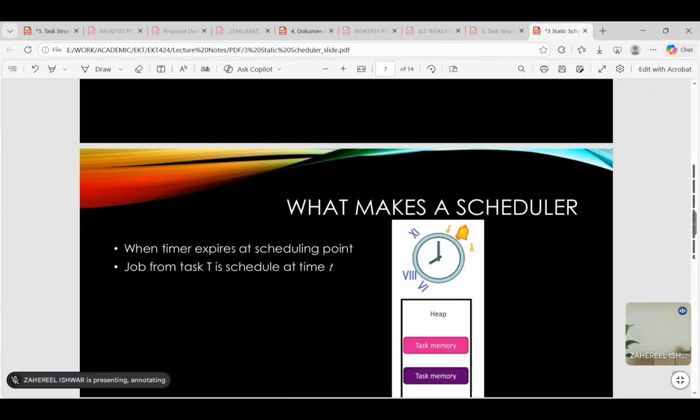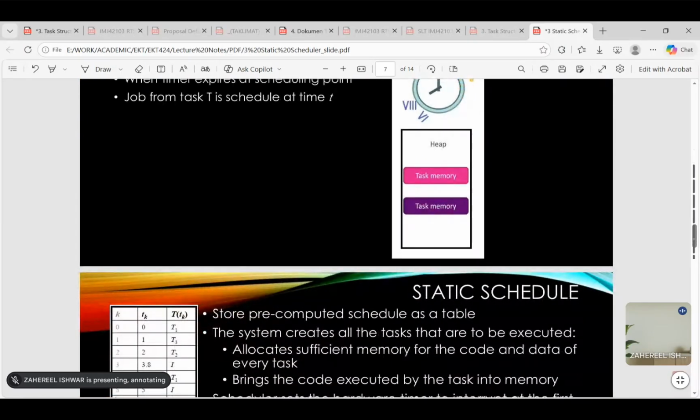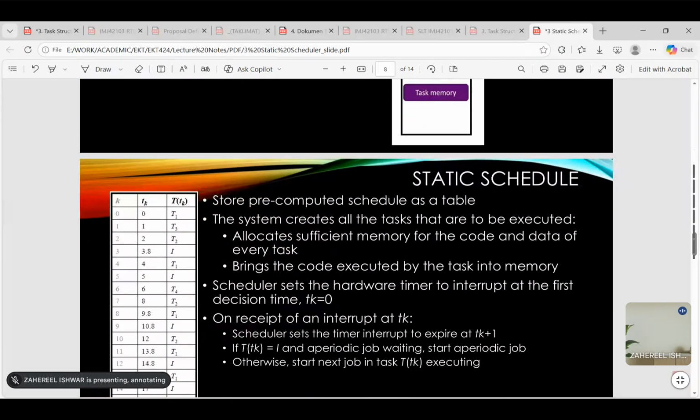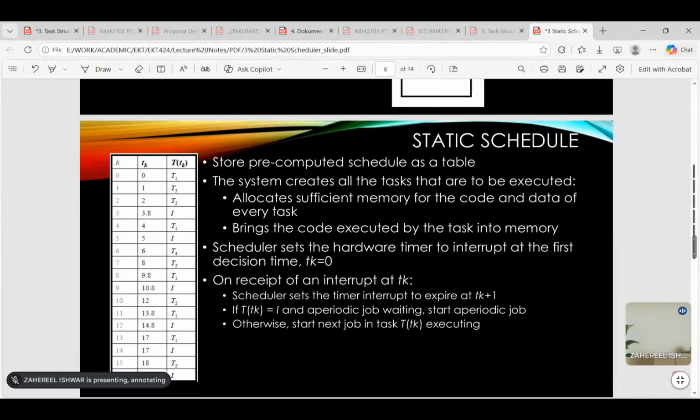Now, when the timer expires at a particular scheduling point, which is at time equal to t, a job from task so and so is dispatched to the CPU. Okay, so look at this particular table here, pre-computed. Give yourself 1 minute to look at the table so that you have some questions in your mind.